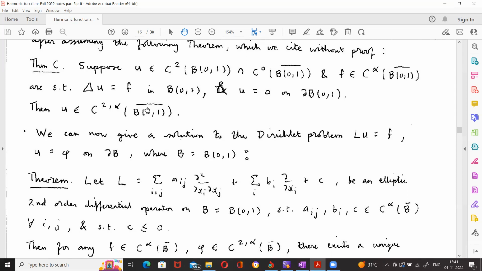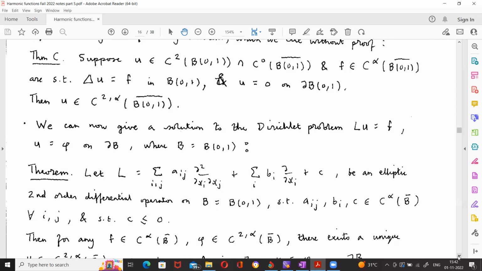Okay, so we're going to assume this theorem. And assuming this, we can now give a solution to the Dirichlet problem for any elliptic operator on the unit ball. So the Dirichlet problem will be LU equal to F in the ball B and U equal to phi on the boundary of the ball B.